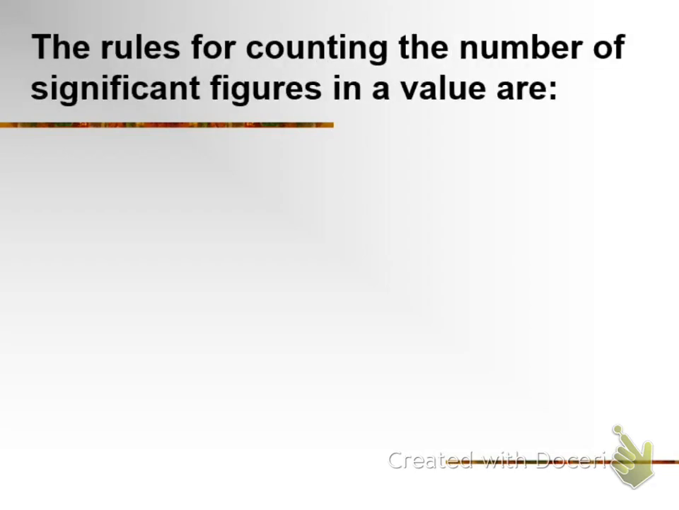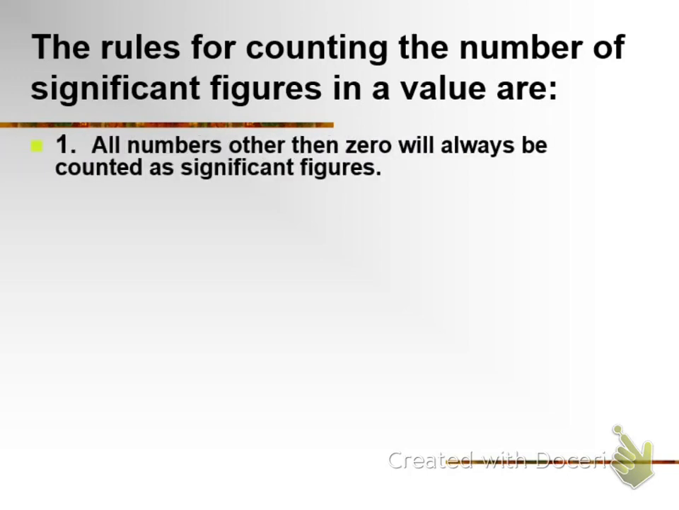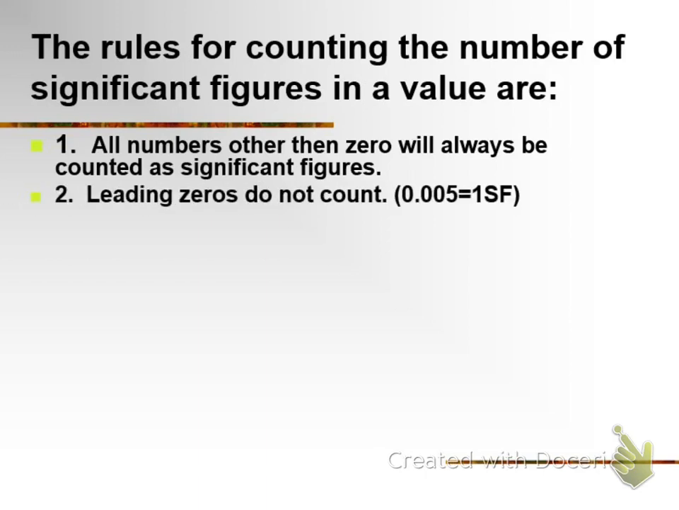Okay? So the rules for counting the number of significant values are this. Okay? All numbers other than a 0 are significant. They count every single time. 1 through 9 always count. Okay? It's the zeros that get you into trouble. So leading zeros do not count. Okay, so the zeros in that number are not significant. They're placeholders. Okay, they're just telling you where that 5 should go. They are just placeholders. So this value would only have one significant figure.